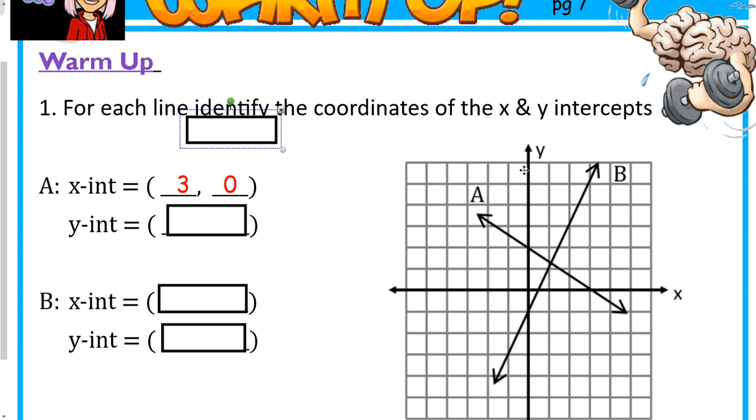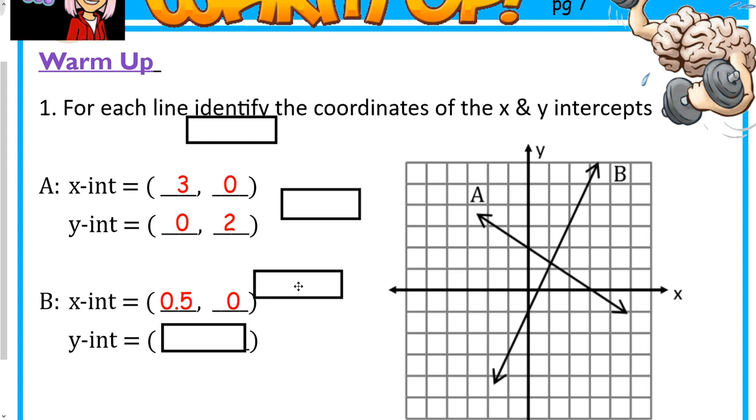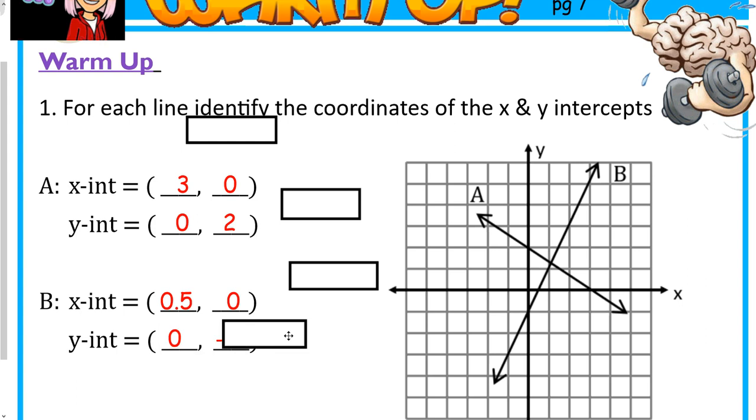And then on the y-axis, we're looking to see where our line crosses the y-axis, and it crosses at the point 0, 2. And for line B, the x-intercept would be about a half, it looks like, so a half comma 0. And then the y-intercept would be down here at -1, so 0 comma -1.